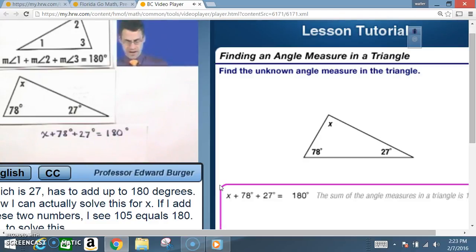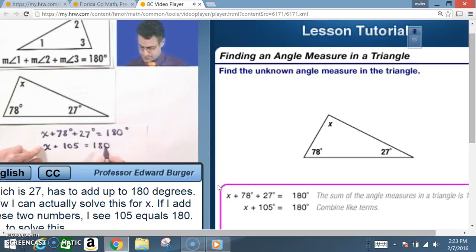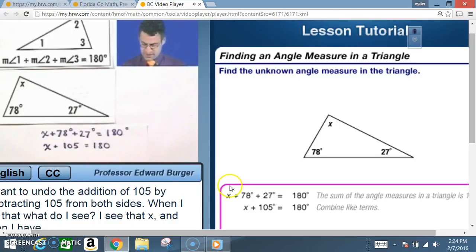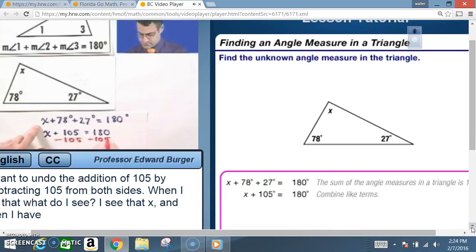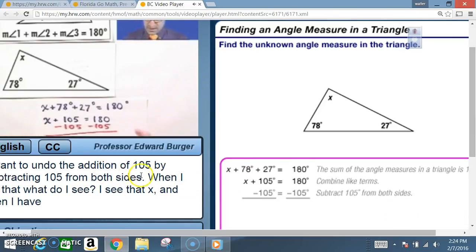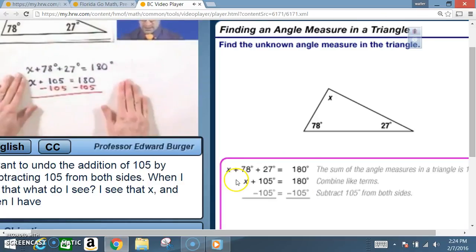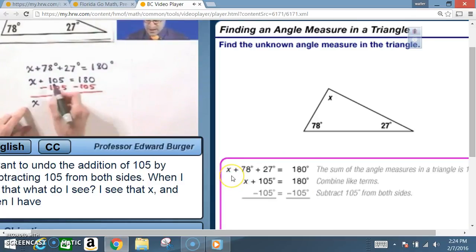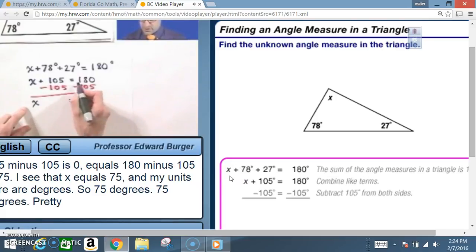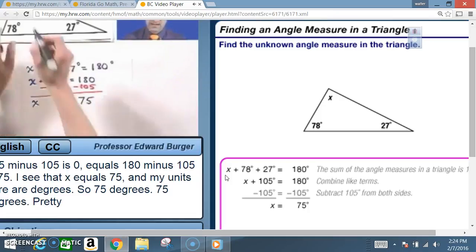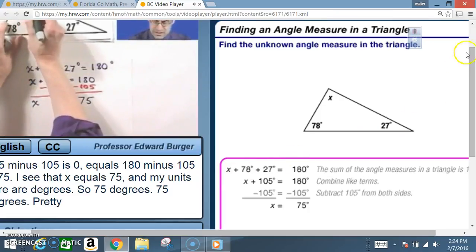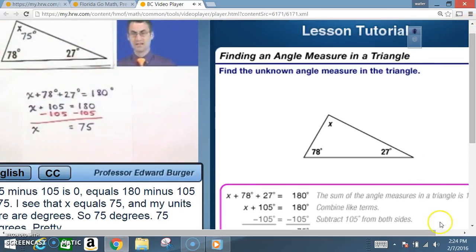Now I can solve this for x. If I add these two numbers up, I see x plus 105 equals 180. To solve this, I want to undo the addition of 105 by subtracting 105 from both sides. I see that x, and then 105 minus 105 is 0, equals 180 minus 105 is 75. And so x equals 75, and my units here are degrees. So 75 degrees.